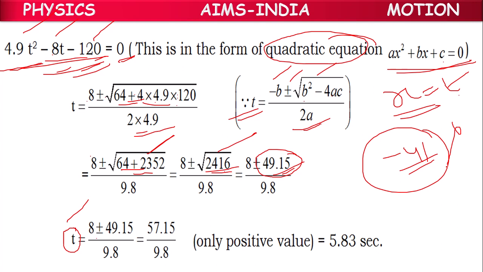Time can never be negative. So we will take only the positive value. 8 plus 49.15 is 57.15, and 57.15 by 9.8, if we divide, approximately 5.83 seconds is the answer.